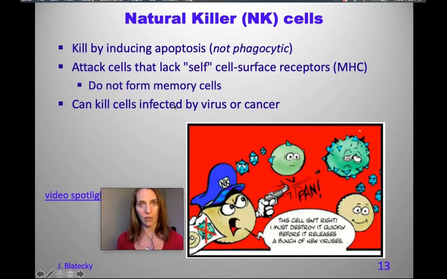So we have found that NK cells have the ability to kill cells that have been infected by a virus or cells that have been infected by cancer. And what they do is they actually kill by inducing apoptosis in that cell. So they're not phagocytic. They're not directly engulfing a foreign invader or a cancer cell or a virus infected cell, but rather they are inducing apoptosis in that cell.